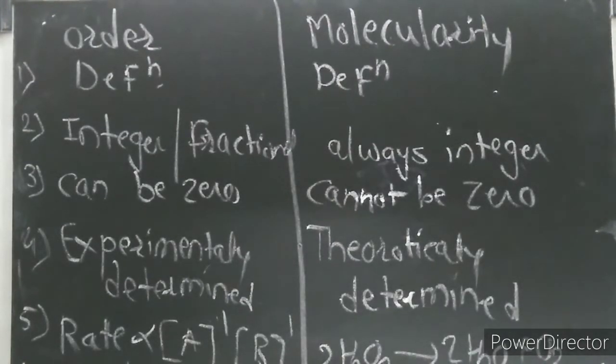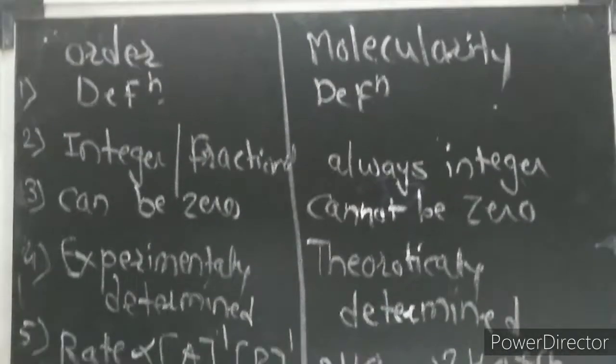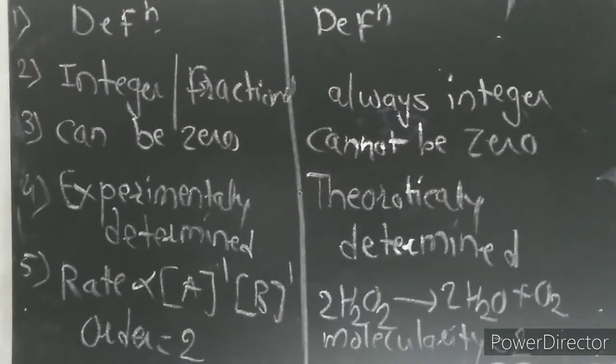May I repeat again, order of reaction. What is order? It is the sum of the exponents to which the concentration term in rate law is raised. And what is molecularity? It is the actual number of molecules of reactant taking part in an elementary reaction. Order of reaction may be integer or fractional. Molecularity is always integer. Order can be 0, but molecularity cannot be 0. Order of reaction is experimentally determined, while molecularity can be theoretically determined.